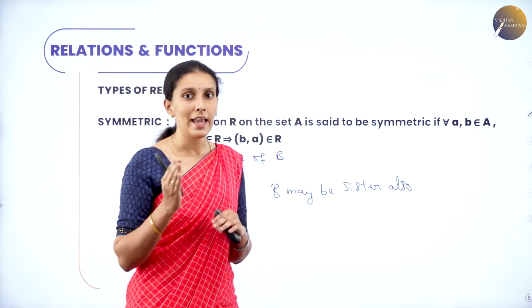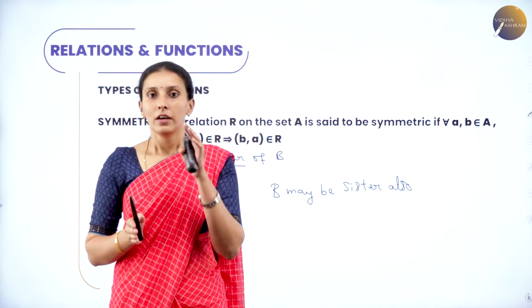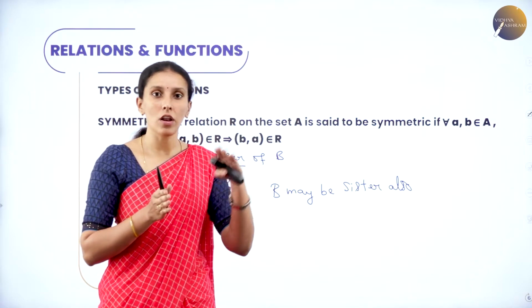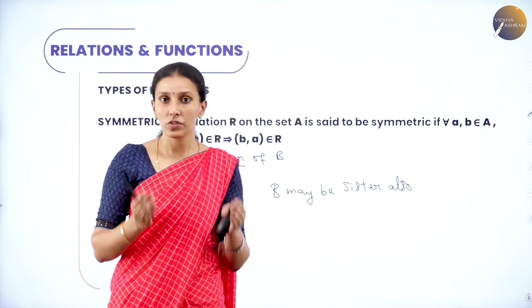Similarly, we can say X is taller than Y means obviously Y cannot be taller than X. So X is taller than Y should also imply Y is taller than X, which is not possible.